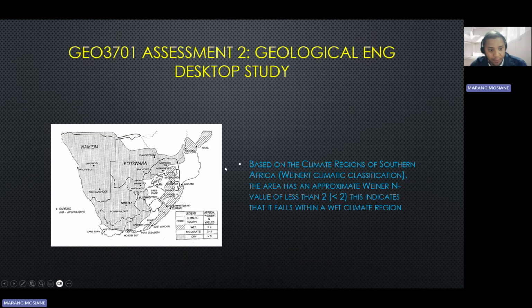Now, if we move on, you find that we also had to find a climate region in order to check rainfall, or what kind of an area it is, whether it's wet, moderate, or dry. We found out that the area is situated there. That area is less than 2 in terms of the Weinert N value. Therefore, it is a wet area.